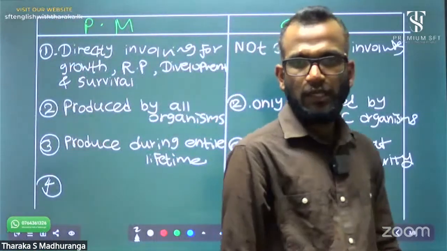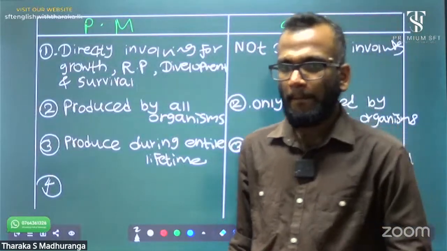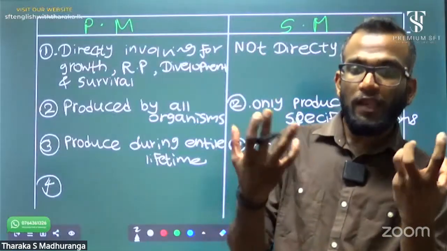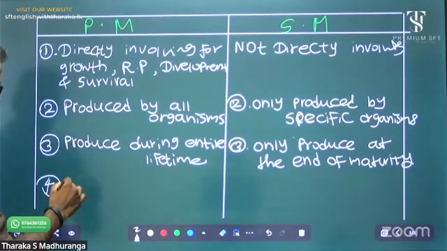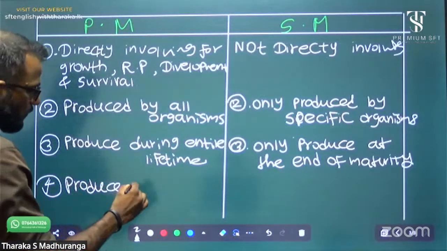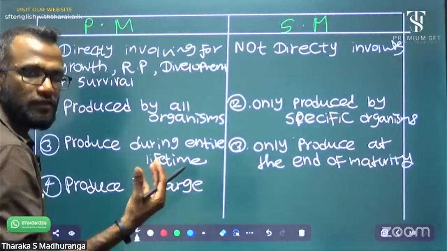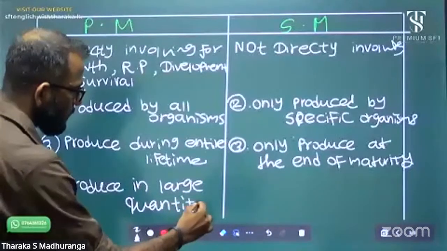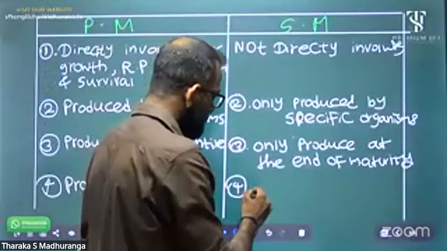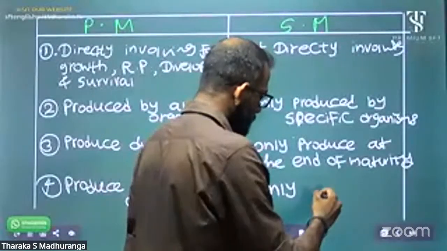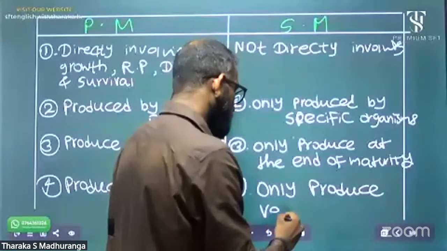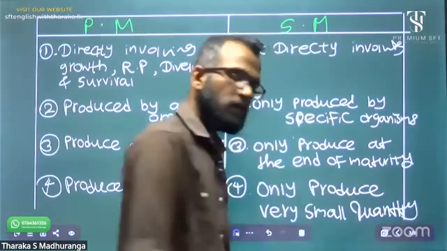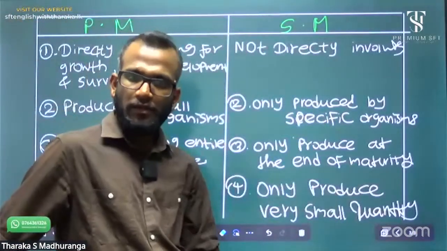Fourth one. How about the quantity? Primary metabolites are produced in large quantity. In the photosynthesis process, it produces a huge amount of carbohydrate, right? But secondary metabolites are produced in a very, very small quantity only. Okay, those are the differences.